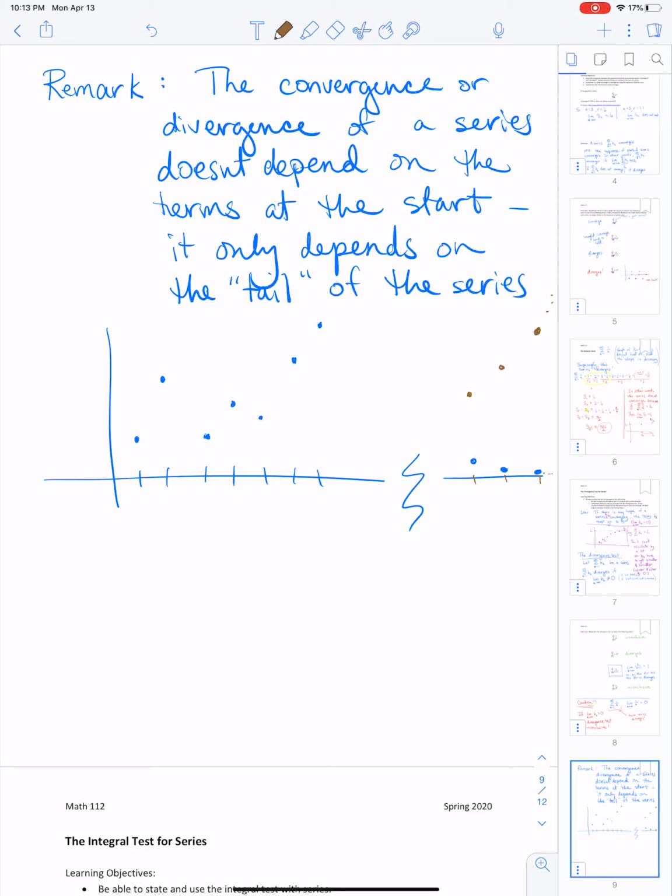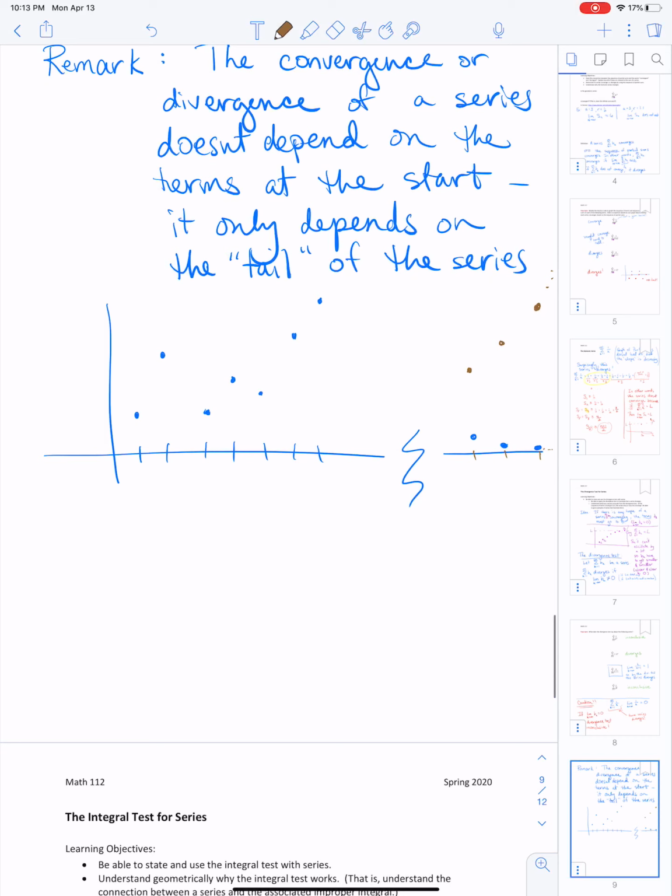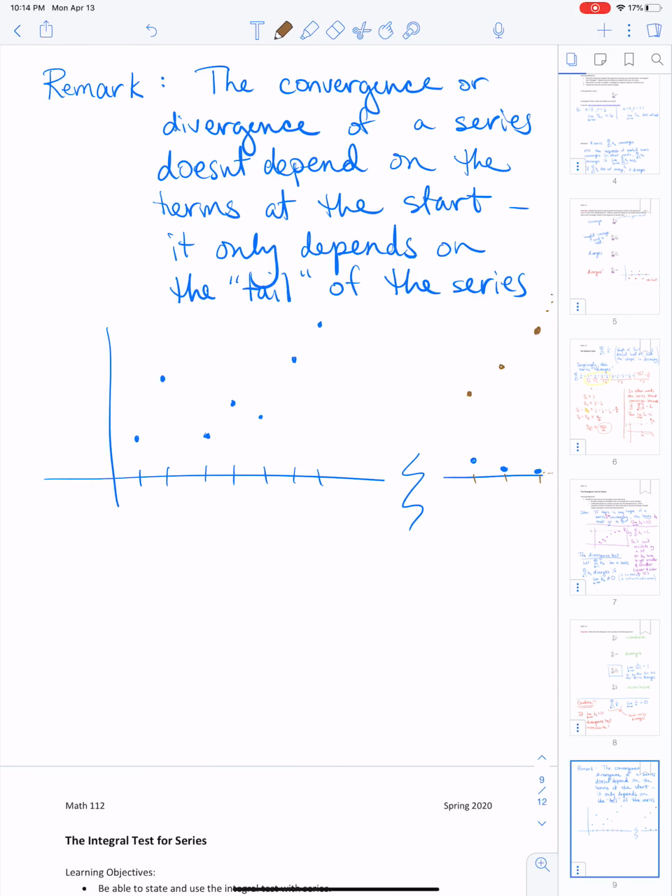And that's kind of like when we look at an improper integral, what we're concerned with is what the function is doing if it's an improper integral over an infinite interval, right? So it's going off to infinity or minus infinity. What we care about is the end behavior, not so much the behavior at the beginning. And the same principle is true for series.